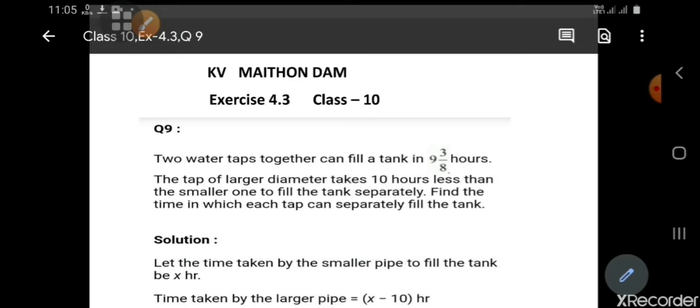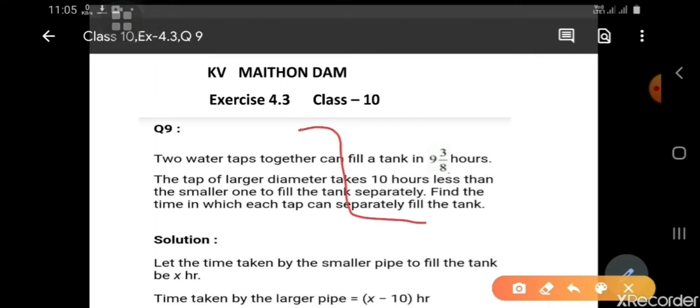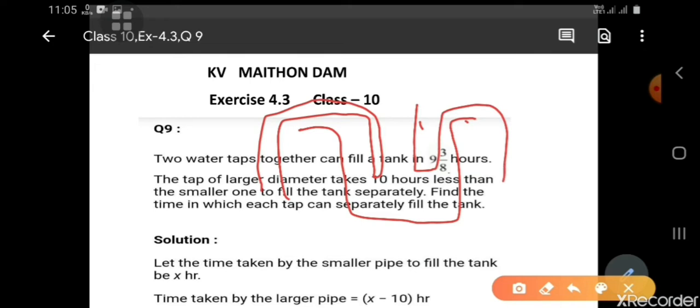Let us try to understand the question first. Suppose this is a tank, and this tank is filled by two pipes. Let this be a pipe, this one is a smaller pipe, and another pipe is there, that is the larger pipe. As we can see, the smaller pipe will take more time and the larger pipe will take less time to fill the tank separately.